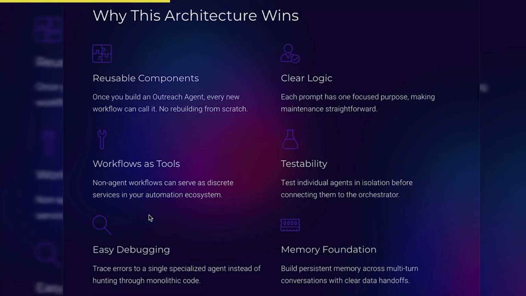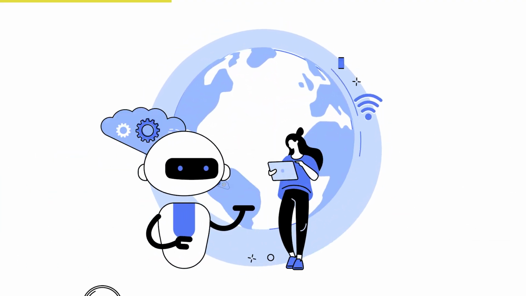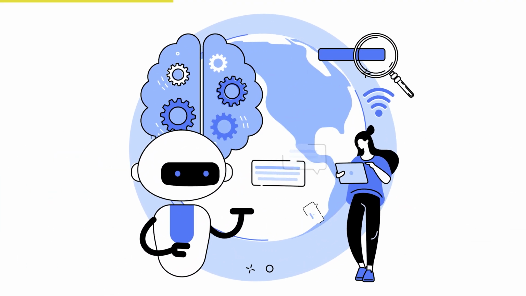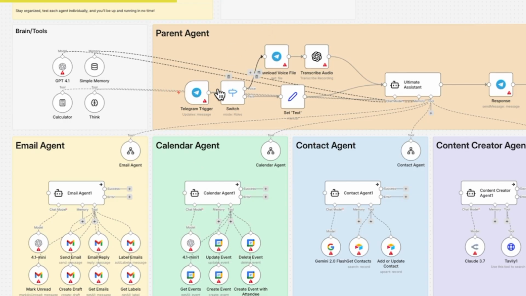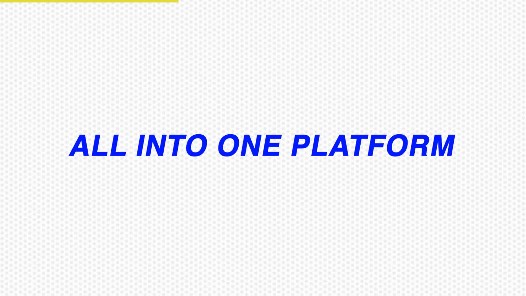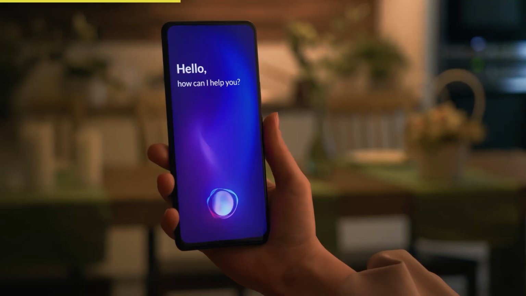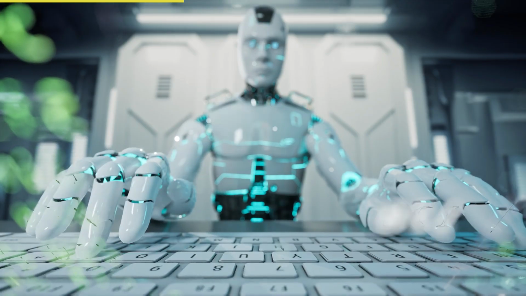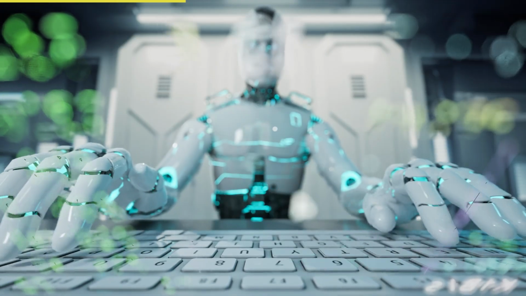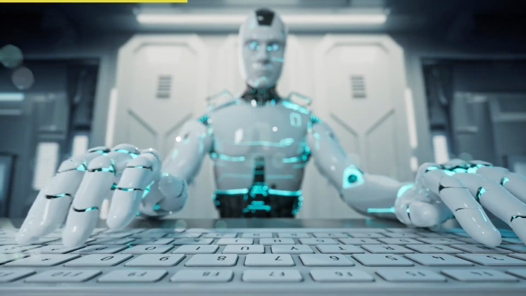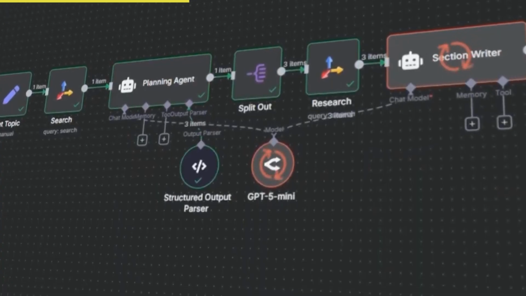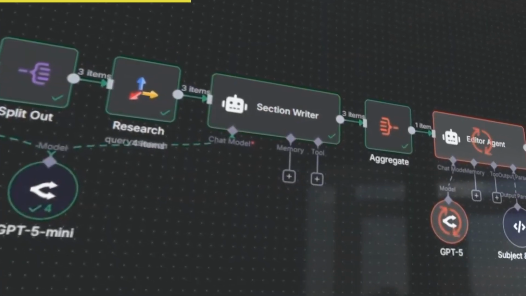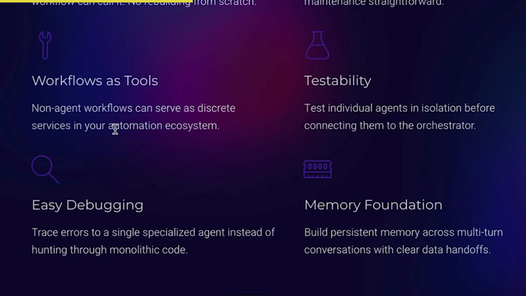You can have reusable components, because once you've built an AI agent to handle outreach, every new workflow can call it. There's no need to rebuild from scratch. You can use the orchestrator to connect existing AI workflows that you've done all into one platform. So it literally would be like Jarvis, where you can essentially have a conversation with your phone, and that AI agent will execute it by sending it to your ops manager. It'll send that information to the client success manager to tell the VA, you know what I mean? Once it's built, you can essentially add that Lego brick onto the existing workflow as opposed to rebuilding it over and over again. Non-agent workflows can also serve as a discrete service in your automation ecosystem. It's easy debugging.